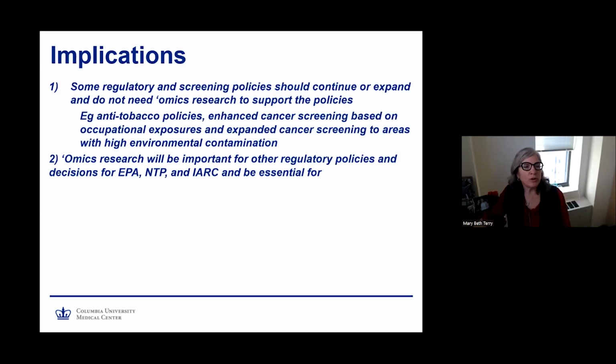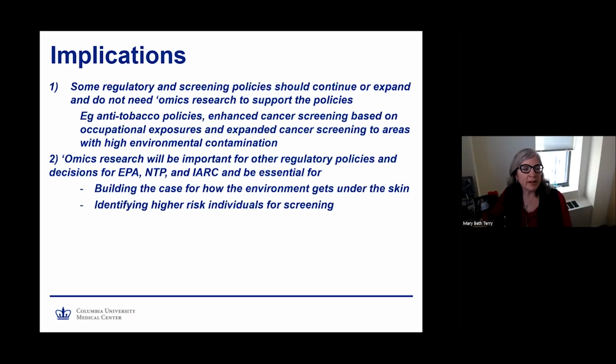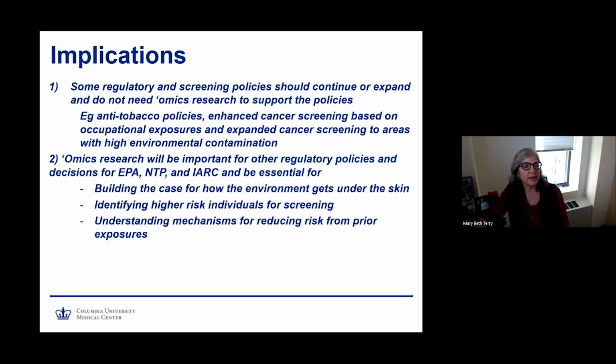Omics research will be important for other regulatory policies and decisions for EPA, NTP, and IR. And in particular, omics research is really critical to thinking about building the case for how the environment gets under the skin, finding and identifying higher risk individuals for cancer screening, understanding mechanisms for reducing risk from prior exposures.